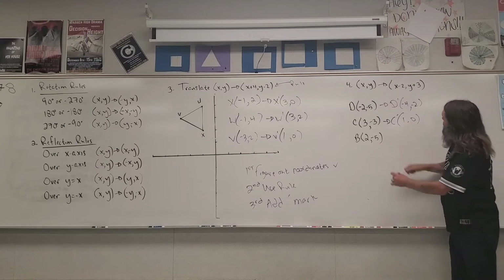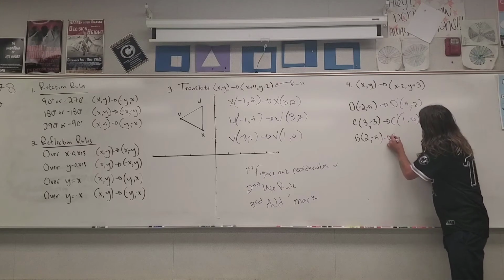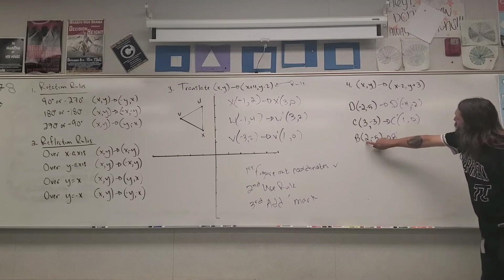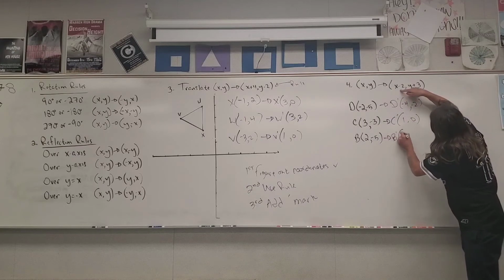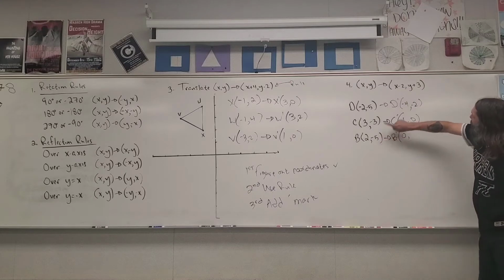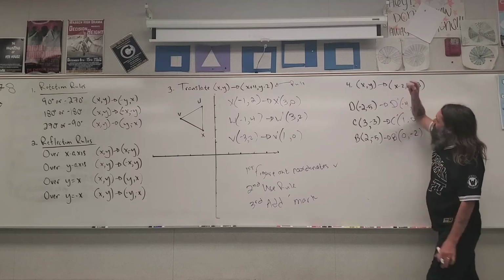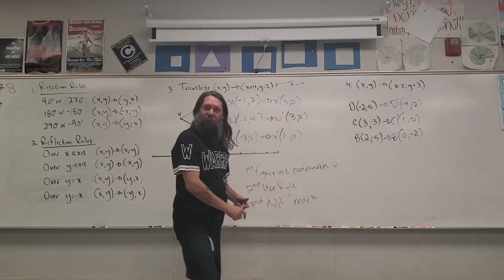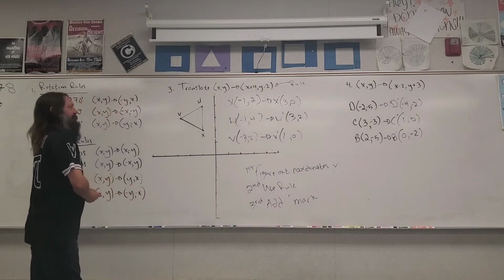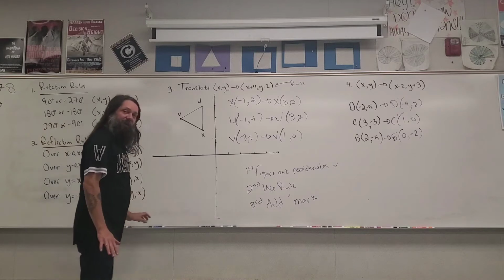The last guy, B goes to B prime. If I have 2, I owe 2. That means I break even and I have nothing. I owe 5, I have 3. That means that I owe 2. This is how you answer the first 2 problems on the test. That's it. Let me clean this up.